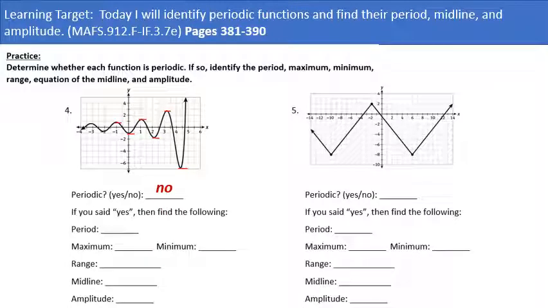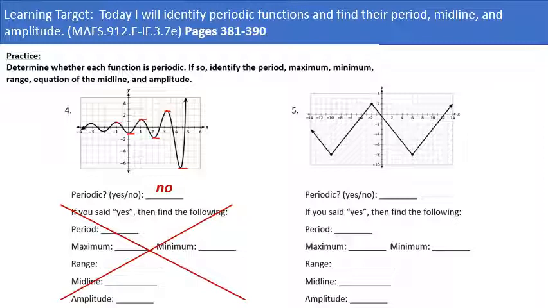And guess what that means? We don't have to do any of those other questions. All right, we only answer those if the answer is yes. So if the answer is no, you're done. Mr. Weber, can the answer always be no? Of course not. It'll mostly be yes. But every now and then we're going to throw one at you to make sure you're paying attention. So if it's not periodic, there's nothing you can say about it. Just say it's not periodic.